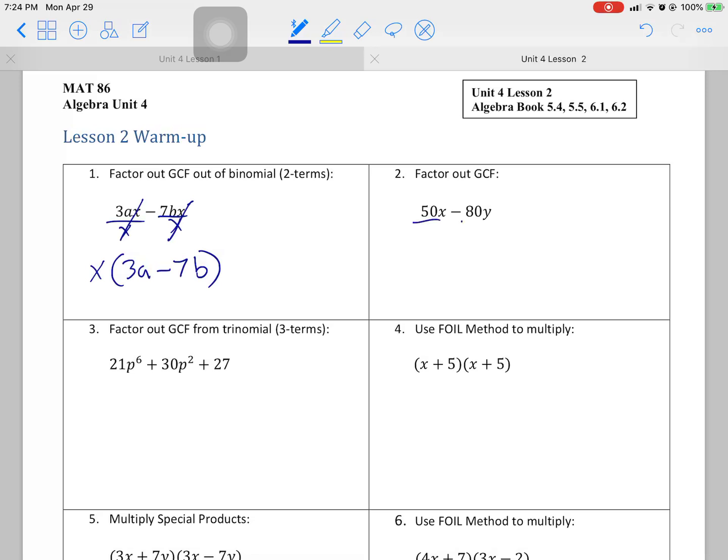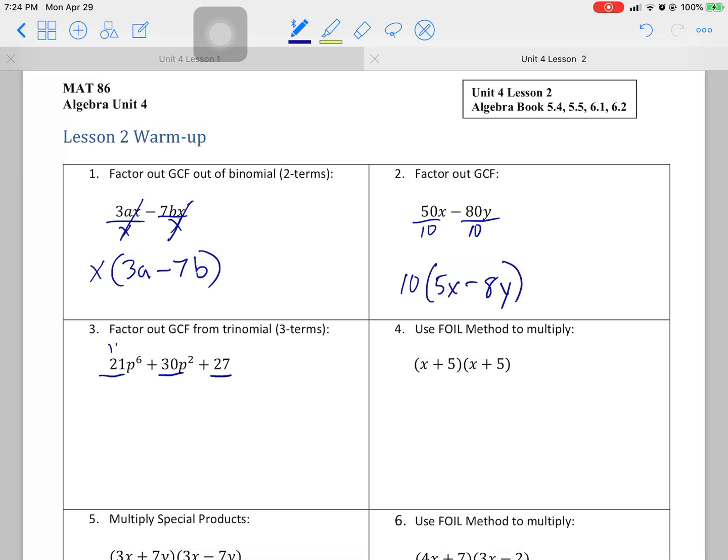This one, what goes into a 50 and an 80? 10. So if you take a 10 out, you have 5 left and an x, and an 8 left and a y. Can't take the letters out. What goes into 21, 30, and 27? Looking for a common factor.